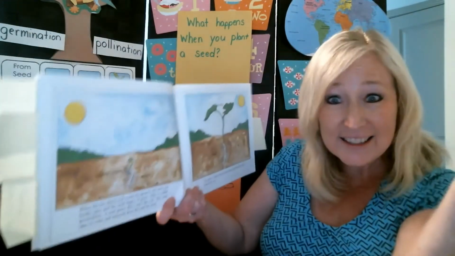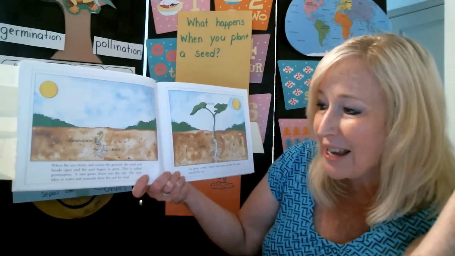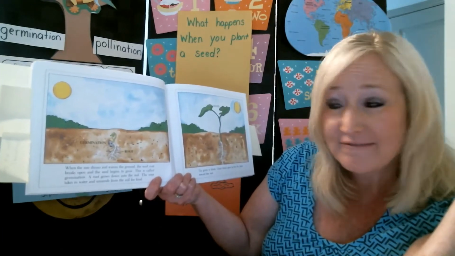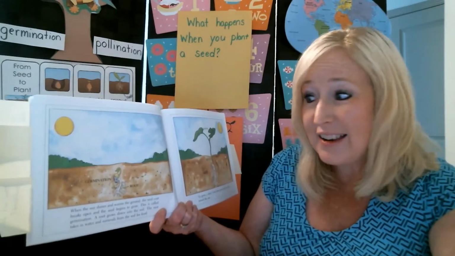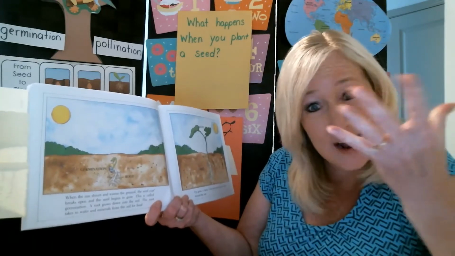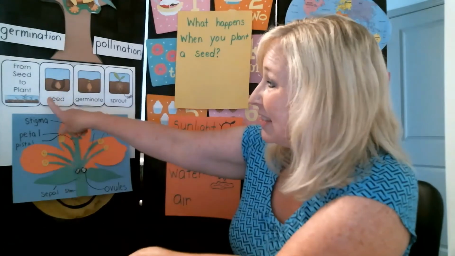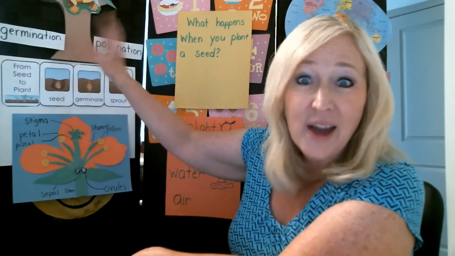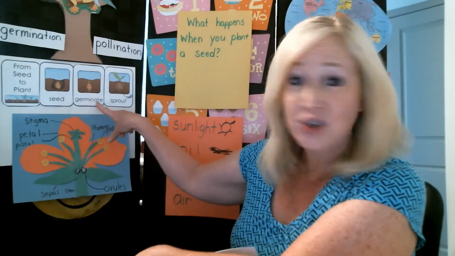Then when the sun shines, so we need sunlight, it warms the ground, the seed coat breaks open and the seed begins to grow. This is called germination. So what is germination? Germination is when the sun shines, warms the ground, and the seed coat breaks open, and the seed begins to grow. And if you look up here, you can see the seed is planted into the soil. Then the rain comes, and it softens the seed coat, and it breaks open, and that's when it germinates.